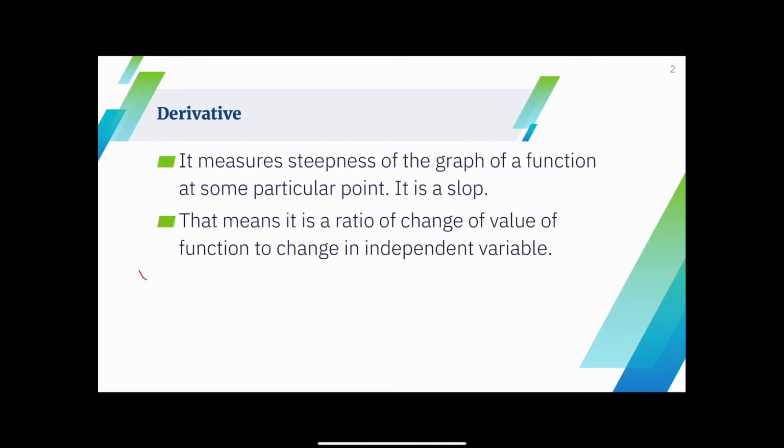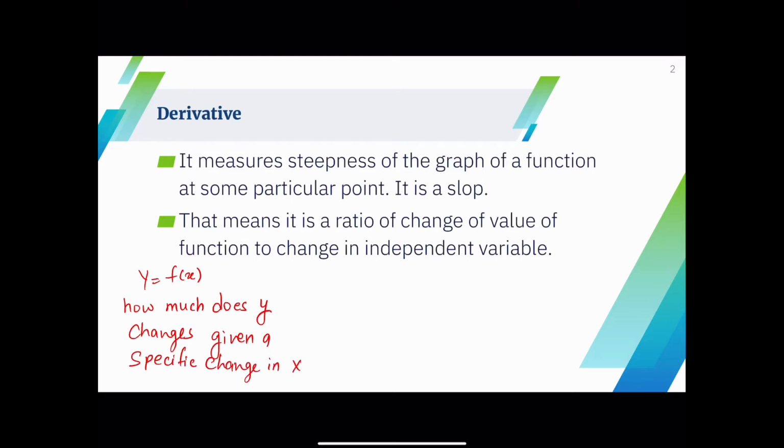Suppose a function is given like this, y is equal to f(x). So derivative is how much y or f(x) changes given a specific change in x. So the slope is defined like this: a change in y divided by change in x.